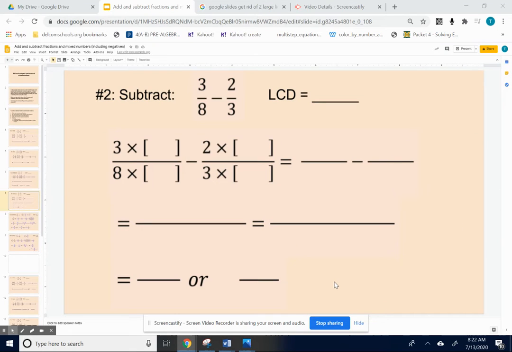Okay, number 2. Subtract 3/8 minus 2/3. I'll give you some hints as you go. See if you can do at least some of these step by step all by yourself. First thing you want to do, first make sure they're both fractions, and they are. Next thing you want to do is find the least common denominator.